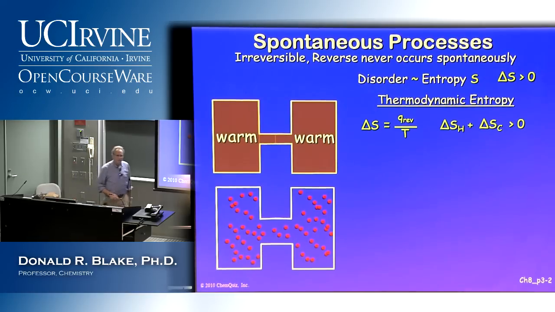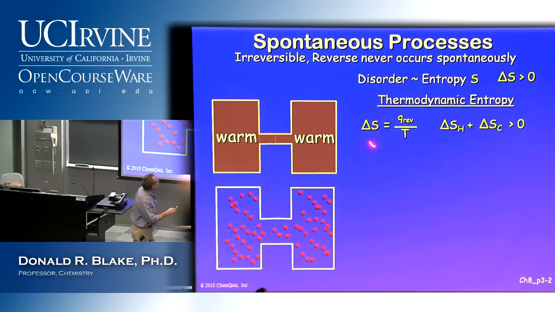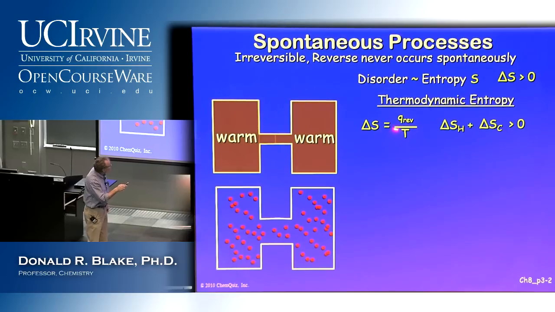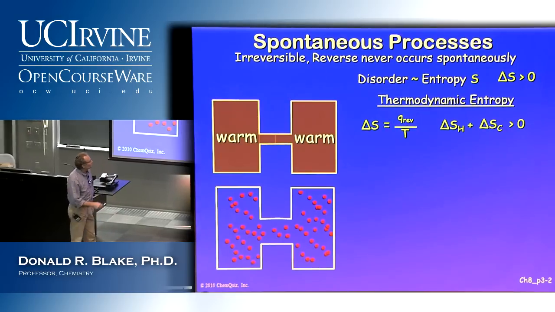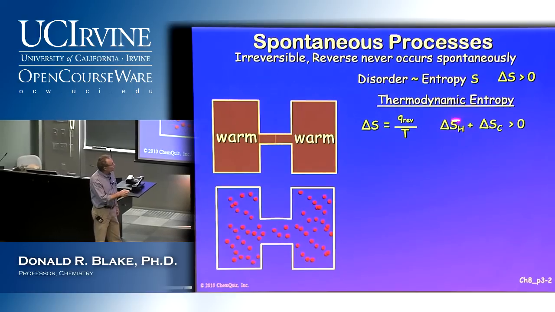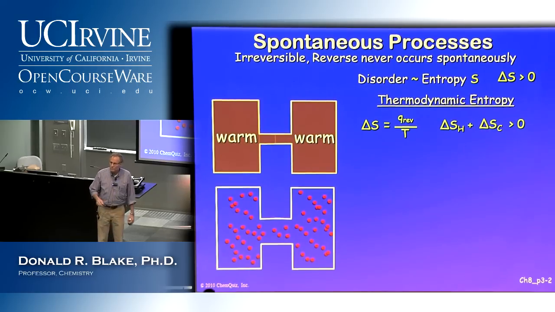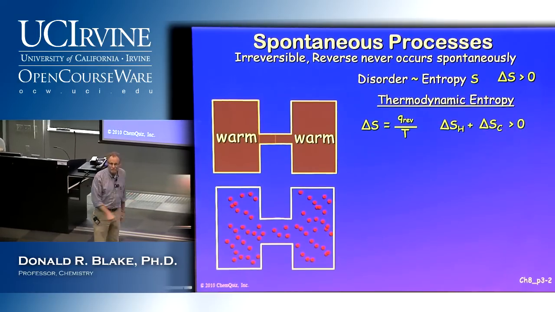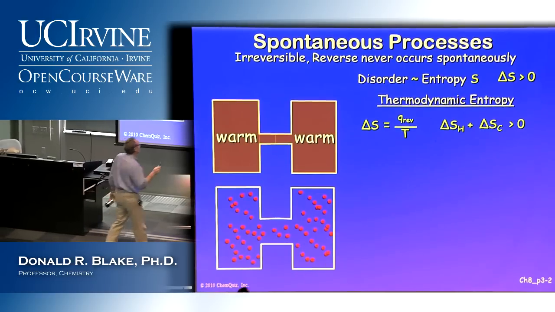So we have learned this, we did this calculation. We didn't really prove this, but this is in fact the case, that delta S is equal to the reversible heat over the absolute temperature, okay? And in this case, the delta S of the hot one plus the delta S of the cold one is greater than zero. Anytime you have a spontaneous reaction, your delta S total is greater than zero, all right? If it's reversible, it's equal to zero.